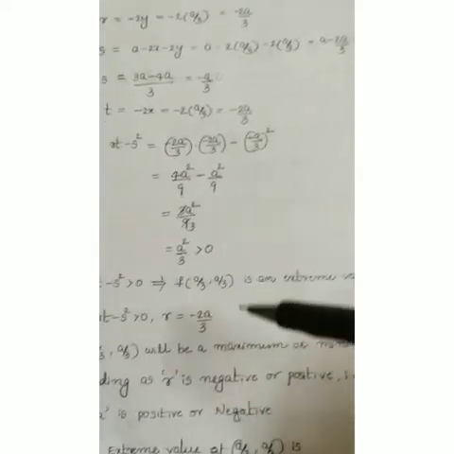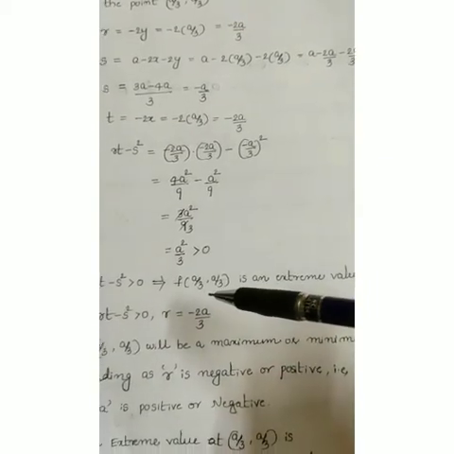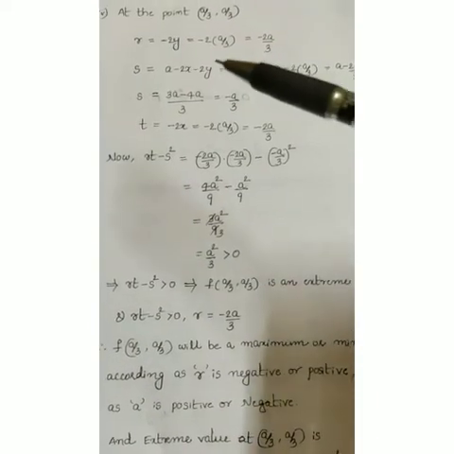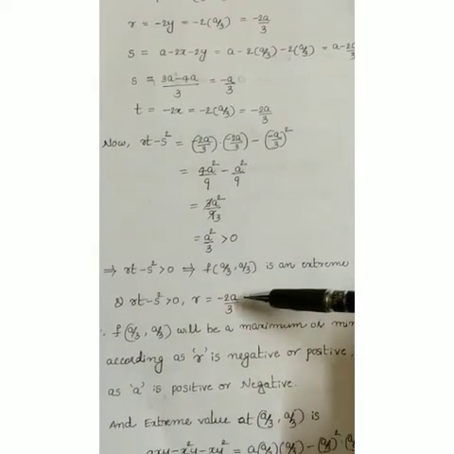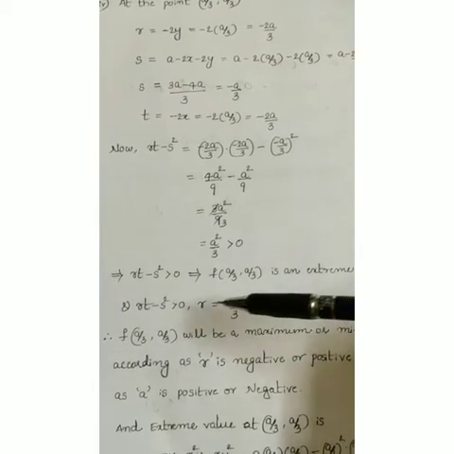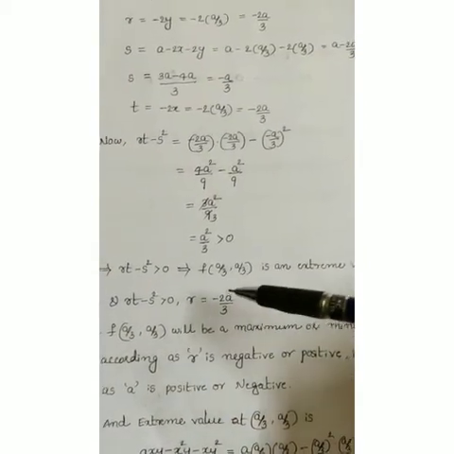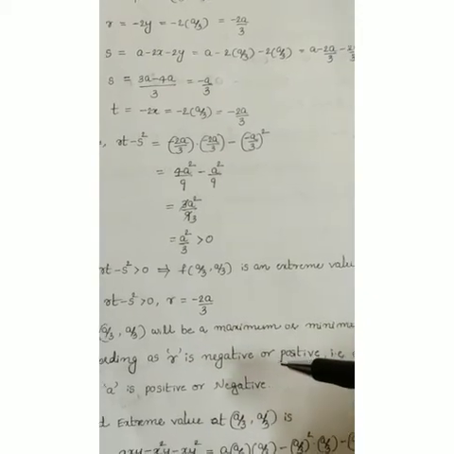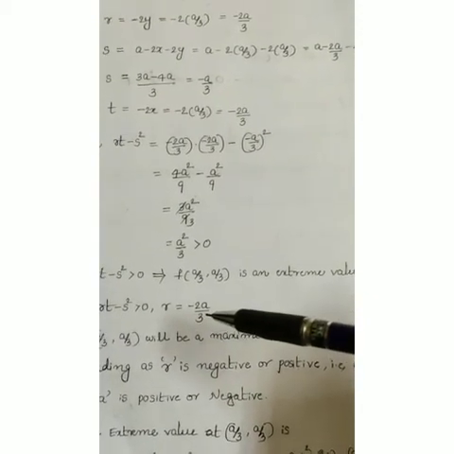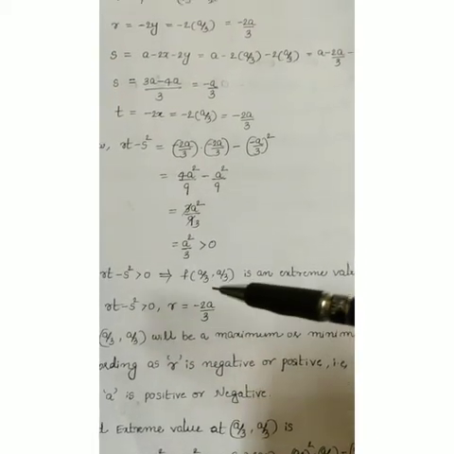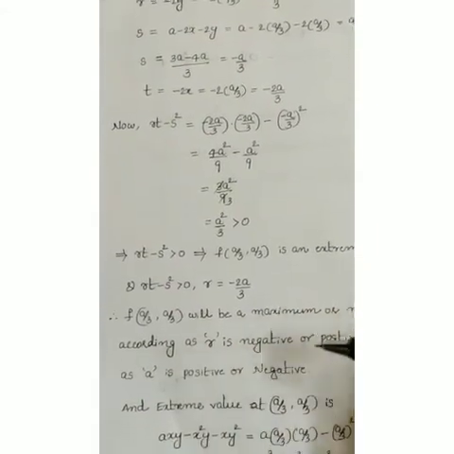Now we have to find out whether this point is a maximum or minimum. Here rt - s² is greater than 0 and the r value is -2a/3. So f(a/3, a/3) will be a maximum or minimum according as r is negative or positive. So depending upon the value of a, r becomes negative or positive, that is, according as a is positive or negative.